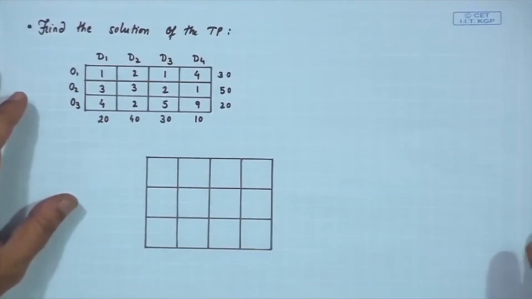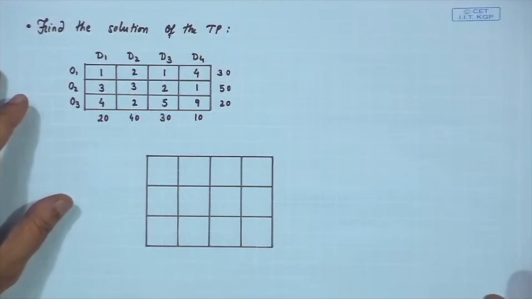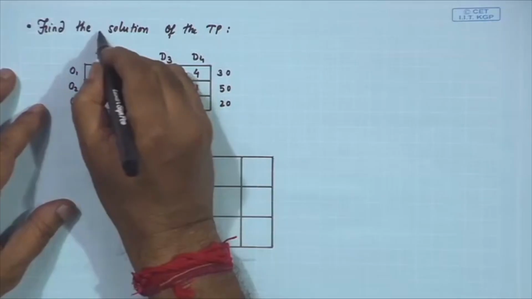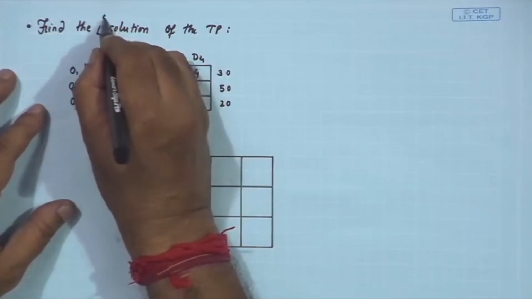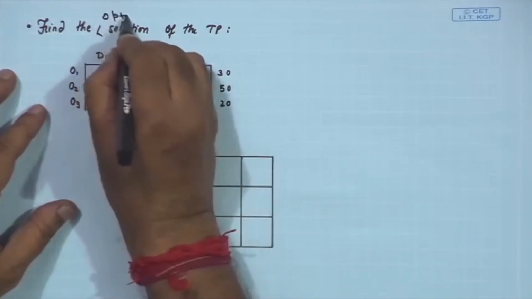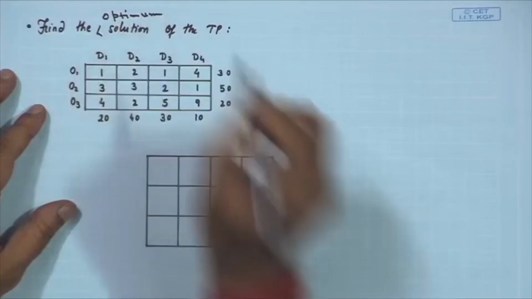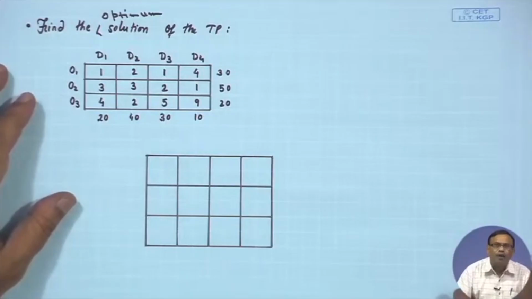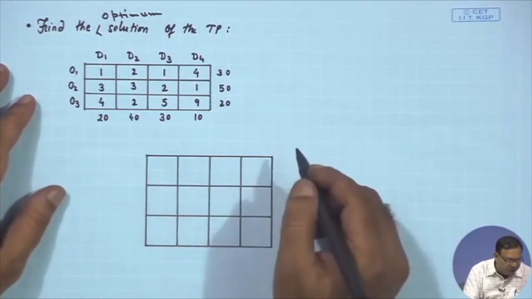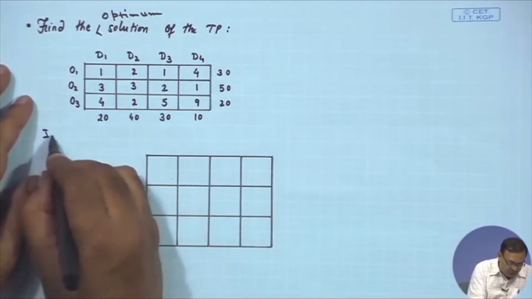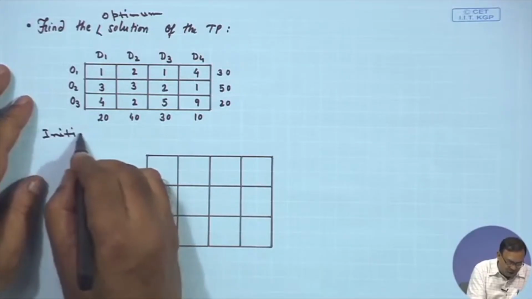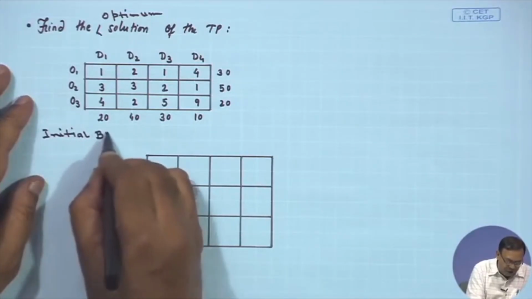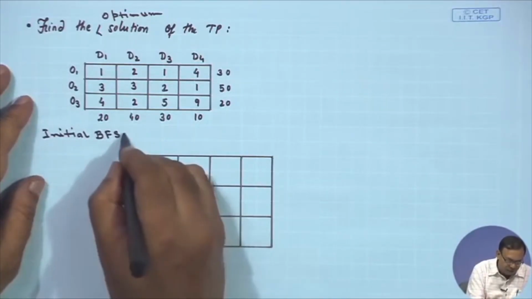So, I want to find out the optimum solution of this transportation problem. Please note this one. At first, what do I have to do? I have to find out the initial basic feasible solution.